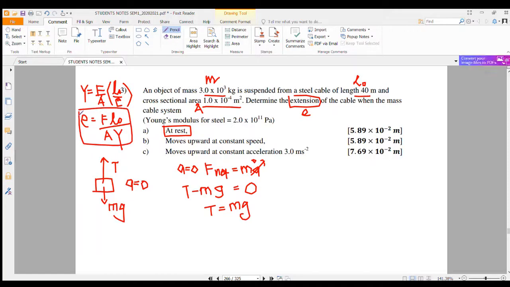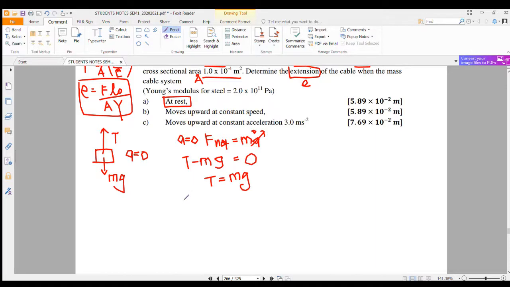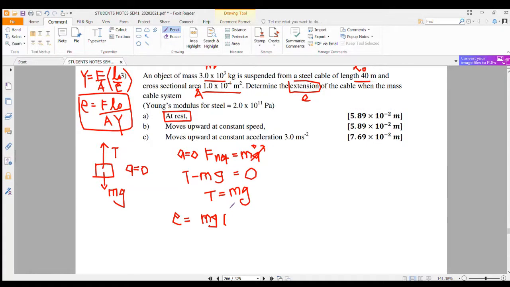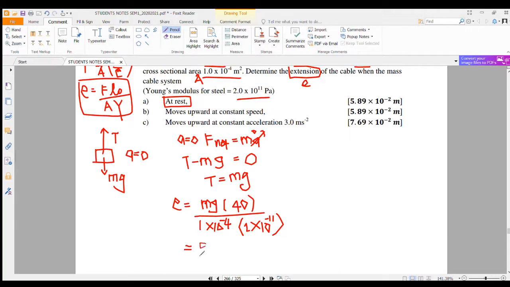Now for question number 3a, our elongation will equal mg, your F converted to mg, times L0, which just now is 40 meter, over your area, which is 1 times 10 to the power of negative 4, times the Young modulus, which is 2 times 10 to the power of 11. So you substitute all the values inside and press the calculator, and you will get 5.89 times 10 to the power of negative 2 meter. So this is for question number 3a.